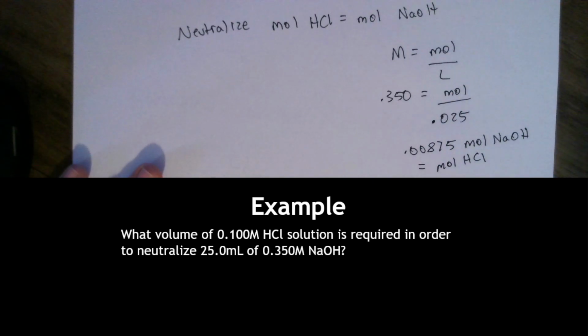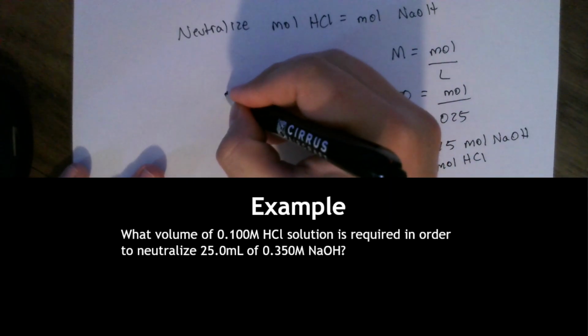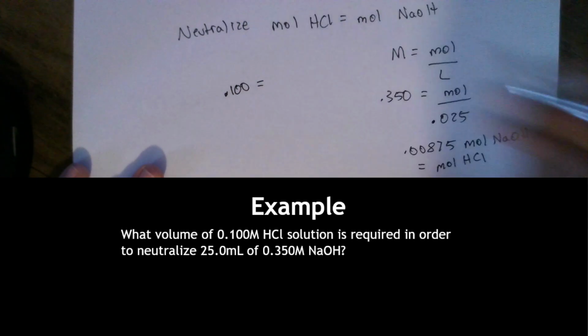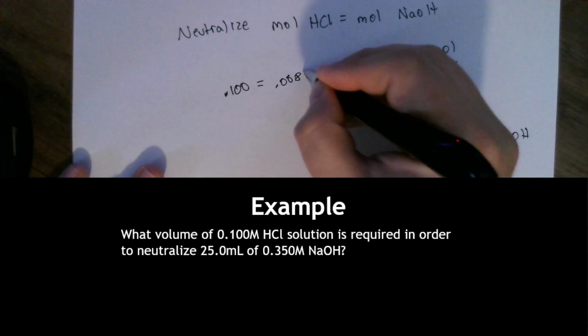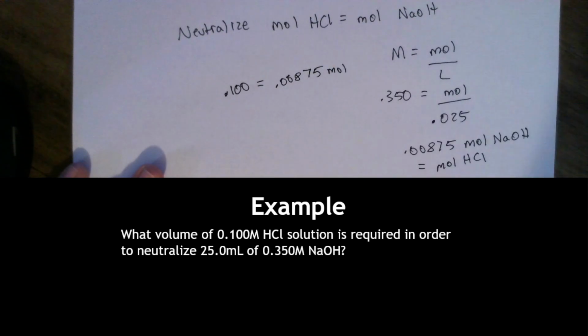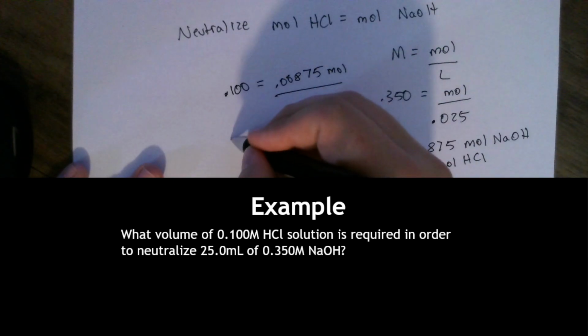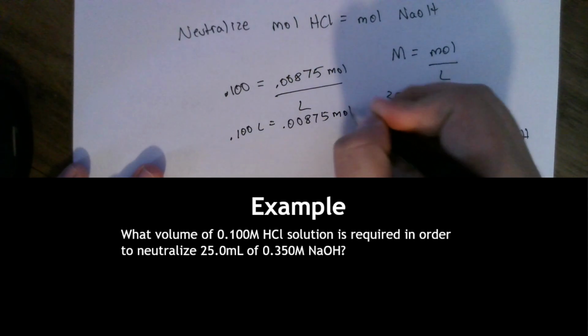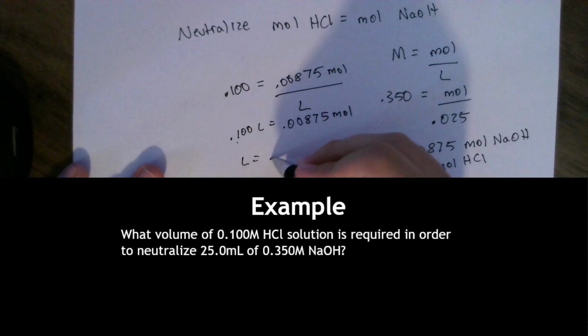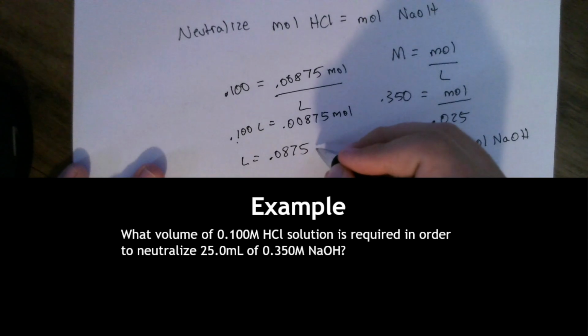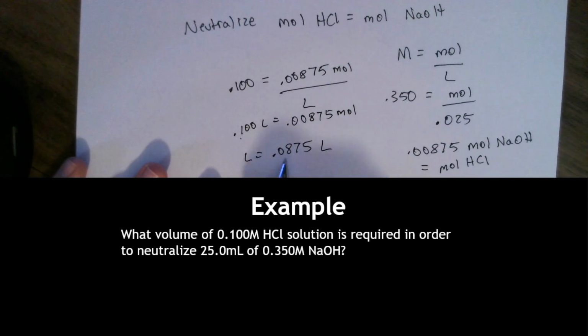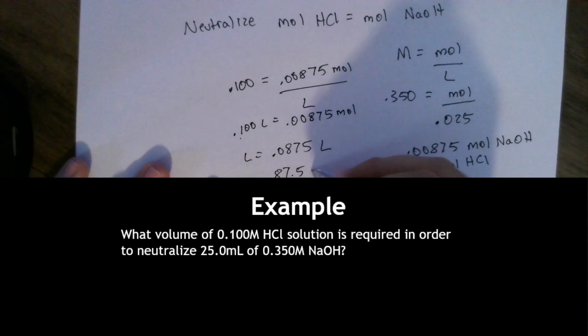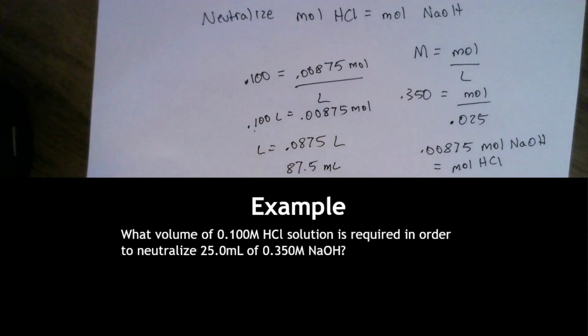Well, I want to know what volume of HCl I need. I now know how many moles I have, and I know its concentration from the problem. 0.10 molar. I have 0.00875 moles of it, because it's equal to the moles of NaOH, over liters. Solve: 0.100 liters equals this number. Divide by 0.1, which is multiplied by 10. I need 0.0875 liters or 87.5 milliliters to neutralize.